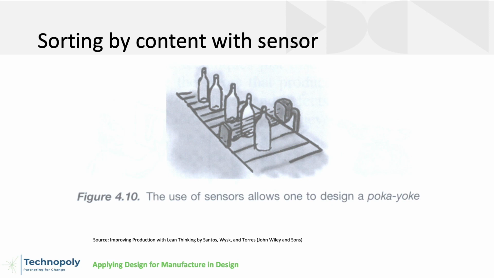And finally, you could have sorting by content with some sensor so that you know whether an object is filled up or not. One classic example of a sorter that checks that the package is filled is to put a fan, and if the object falls away, that means that particular package is empty.